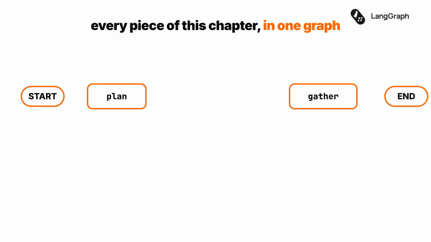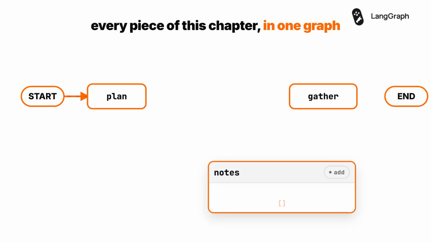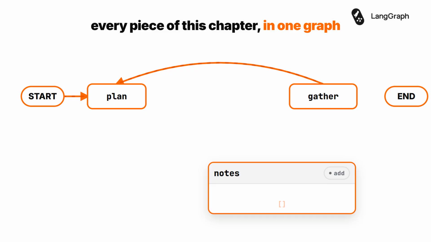Our research assistant finally gets a real shape. A normal edge runs from start into plan. Plan decides how many queries this round deserves, and a send fanout turns that number into that many parallel searchers. Every searcher writes to notes, which has a reducer, so the branches converge without a fight. Then gather. Because gather returns Command, it scores what came back and picks the next hop in a single move. Under 40 and control goes to plan for another round. 40 or over and it goes to end.